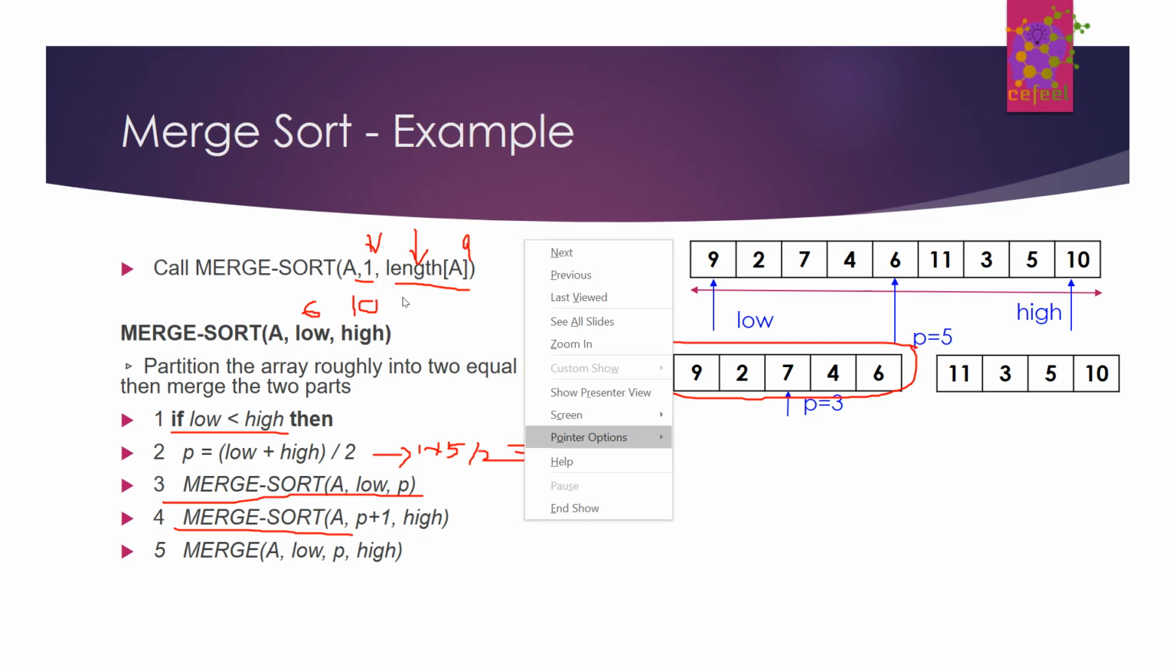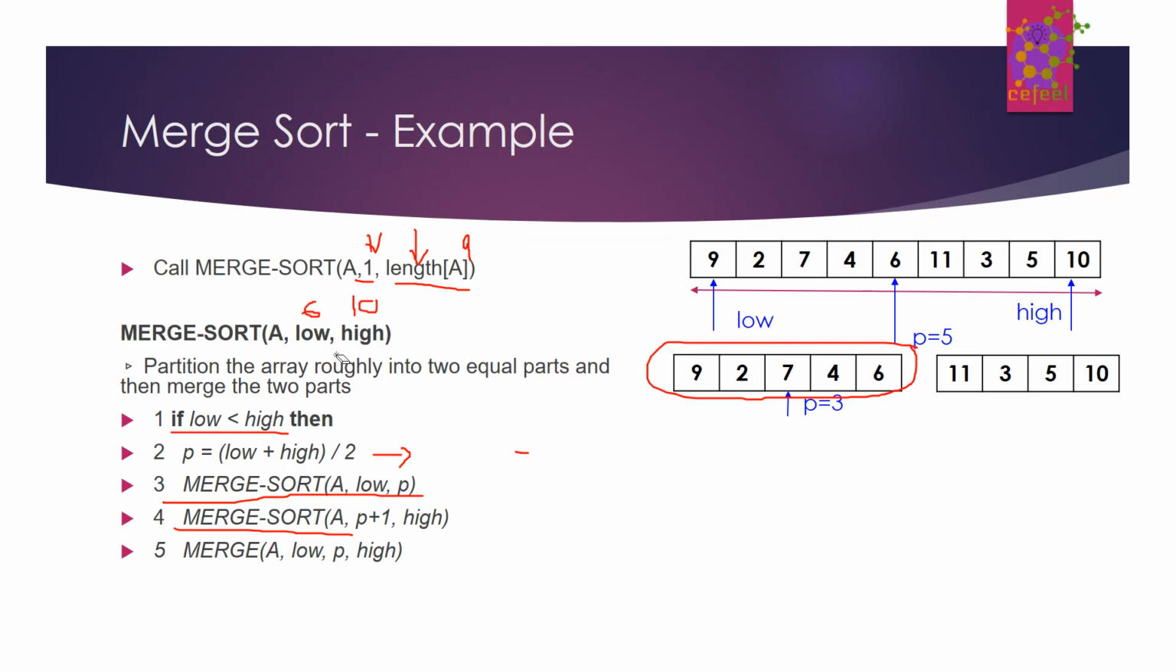6 plus 10 is 16, which means p in this case will be 8. Sorry, this is 9 here, so 6 plus 9 is 15, 15 by 2 is 7.5, which will be rounded to 7, and that's why p is 7. So the next part of the array will again be divided into two parts with p equal to 7.